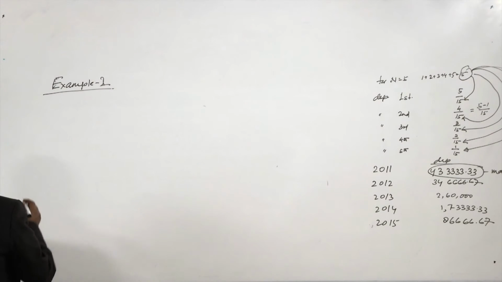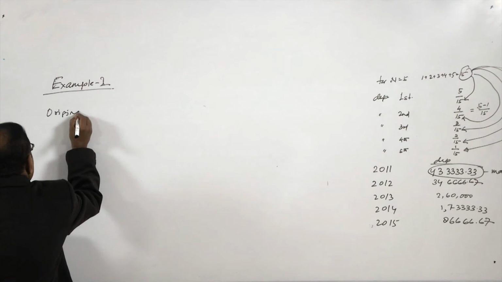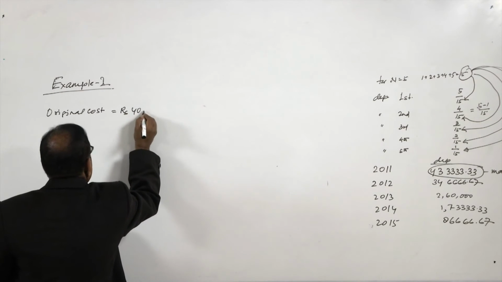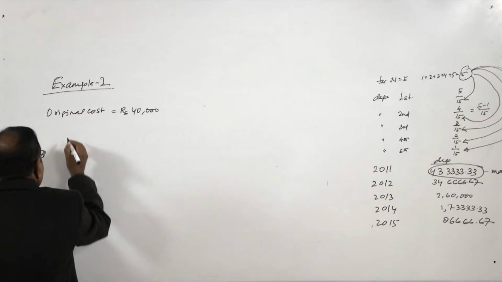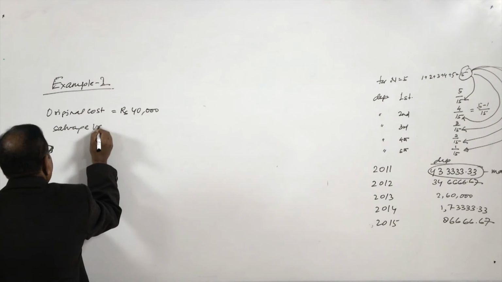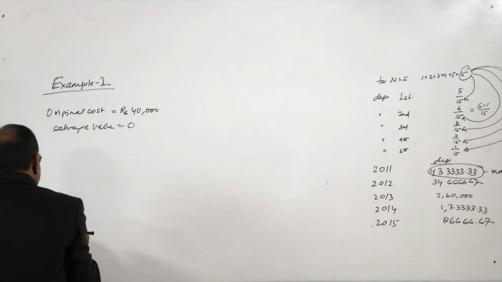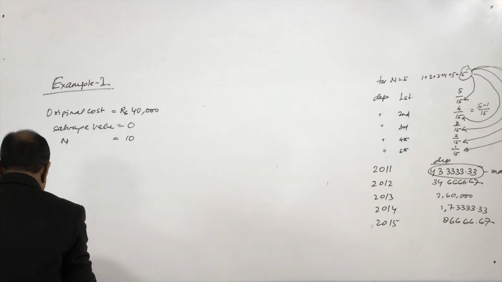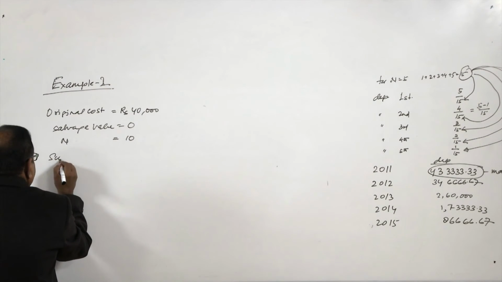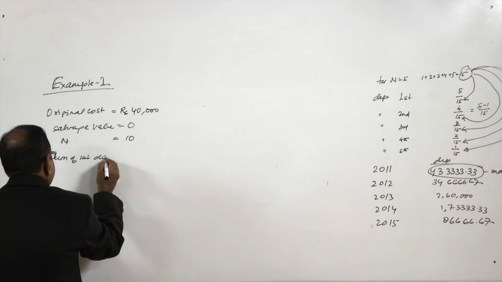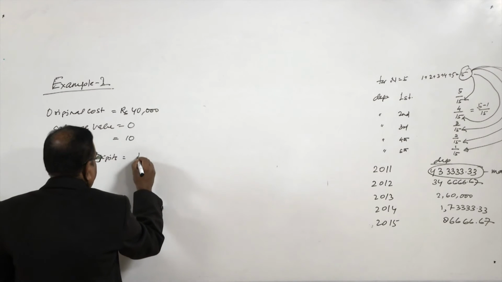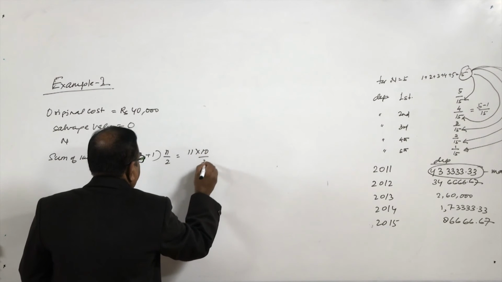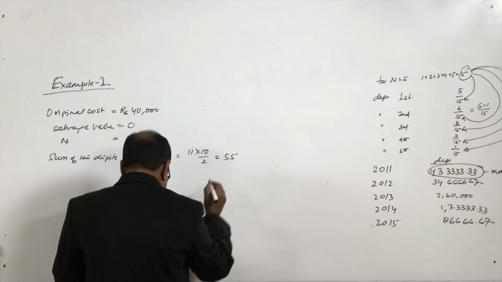Now the original cost of equipment or asset is rupees 40,000, salvage value equal to 0, n is equal to 10 years, and we all know the sum of the digits is equal to n plus 1 into n by 2. This is 11 into 10 divided by 2, which comes out to be 55.